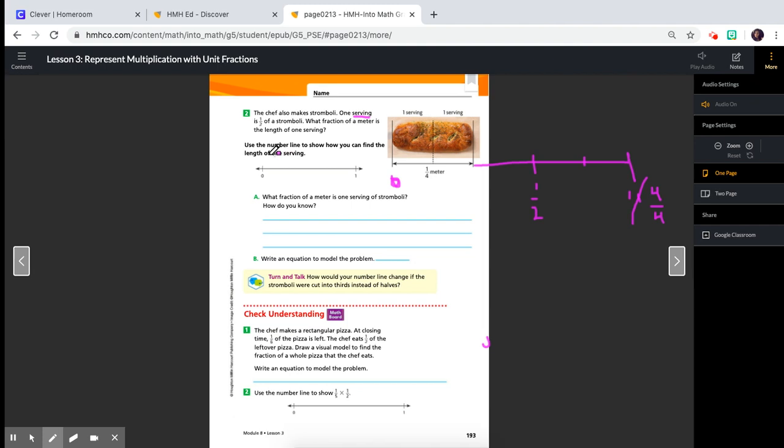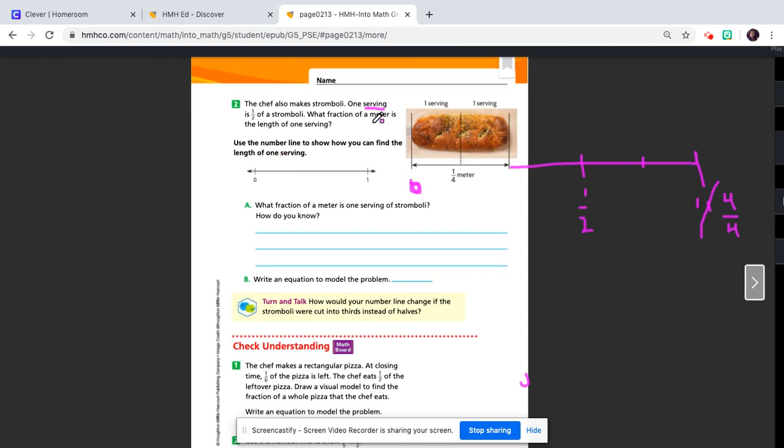Okay, so it says the chef makes stromboli. One serving is half of the stromboli. So this is the stromboli we see. This is one serving right here. And they show us that this is half of this 1/4 meter stromboli. What fraction of a meter is the length of one serving?